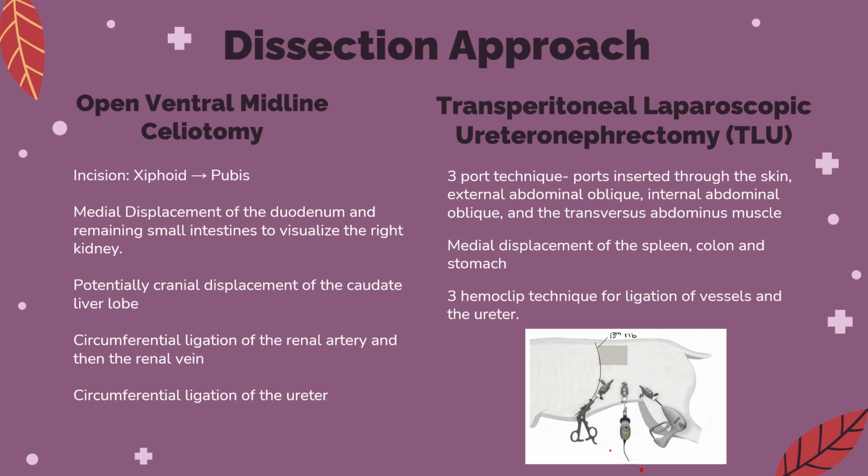Instead of doing circumferential knots and such, I will be using simulated hemoclips, which are commonly used in practice. Typically nowadays, though, to speed things up, they do use vessel sealers and other electrocautery type devices to speed up the process. But unfortunately, with a cadaver, I decided to go with the hemoclips. So I will use a 3 hemoclip technique on all the vessels and the ureter.